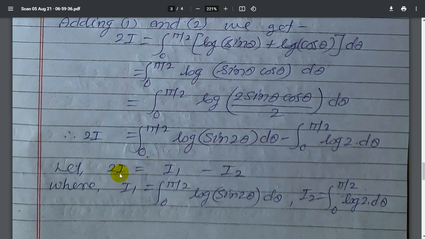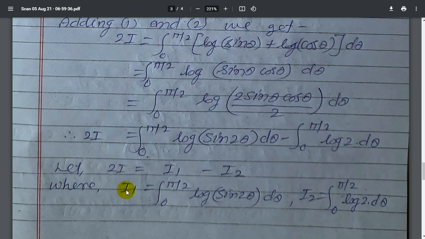So let 2I equal I1 minus I2, where I1 equals integral 0 to pi by 2 of log of sin 2 theta into d theta, and I2 equals integral 0 to pi by 2 of log of 2 into d theta. There are two integrals and both are different types. So solving them separately, we get the values of I1 and I2. Then we substitute the values of I1 and I2 here, then we get the value of 2I and then the value of I.